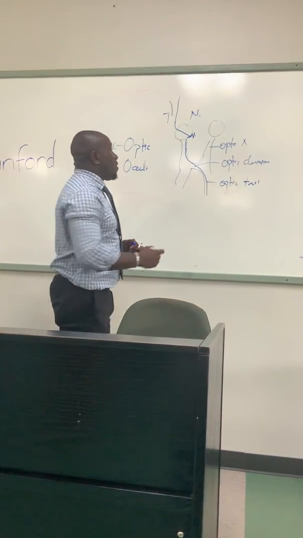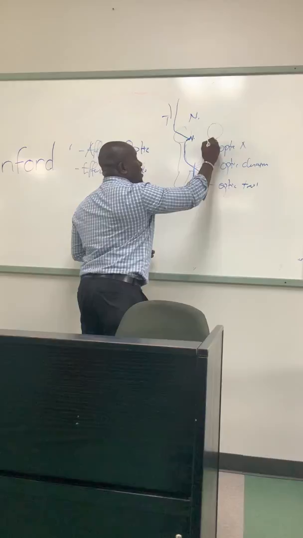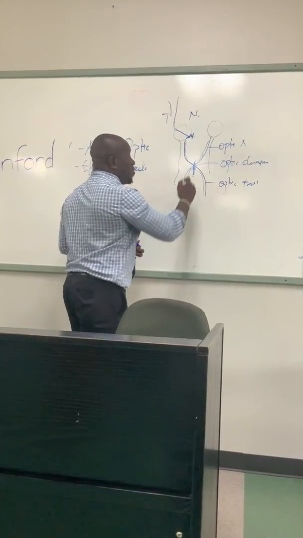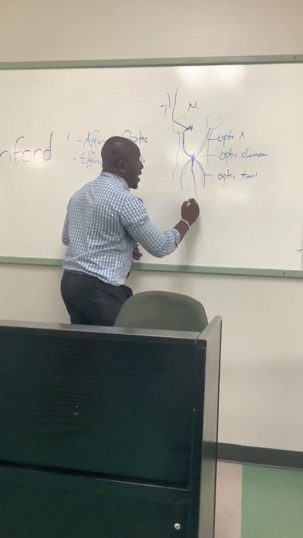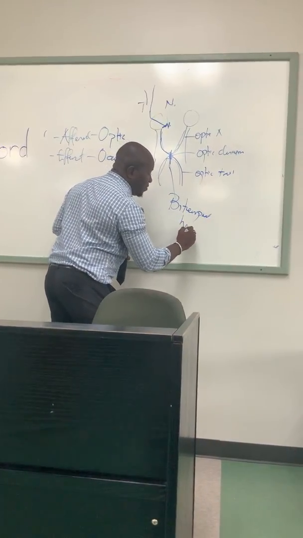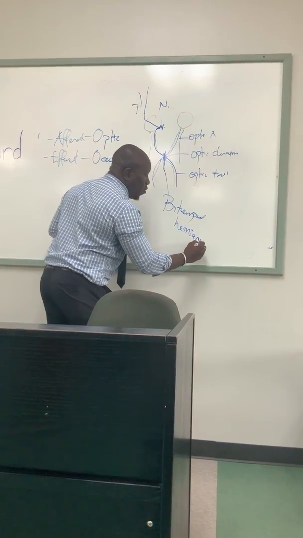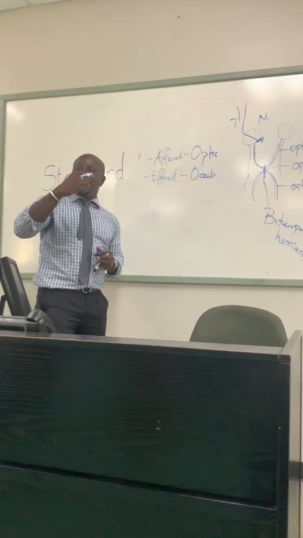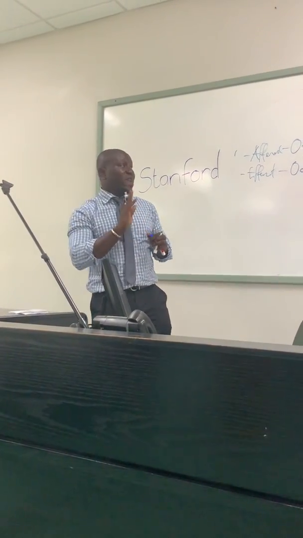So this is one reason why, if anything should affect this region where the fibers cross, it's going to bring about what? A bitemporal hemianopia. Hemi means half, anopia means loss of vision. Bitemporal hemianopia, which means the temporal fields of vision are gone, and just that half. That's what it is.